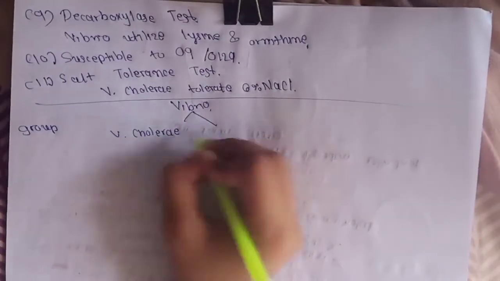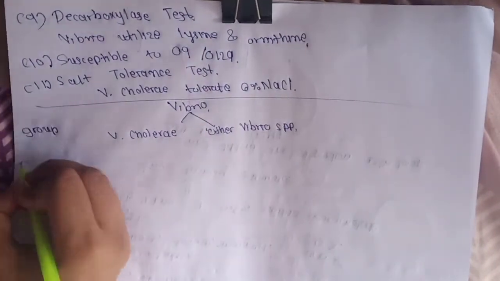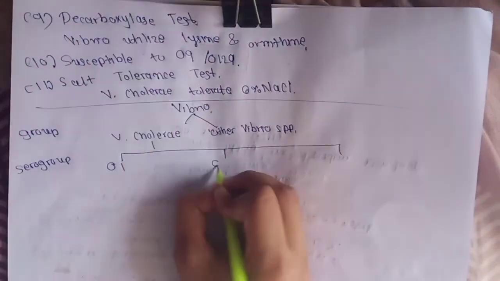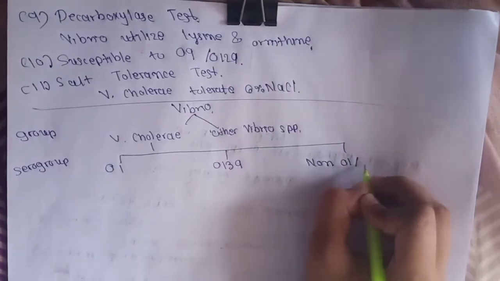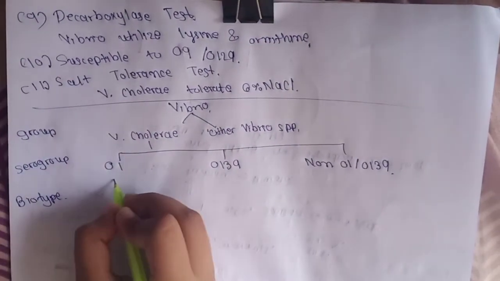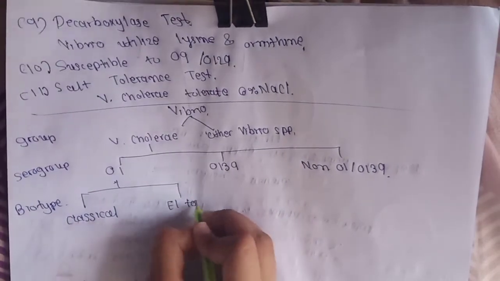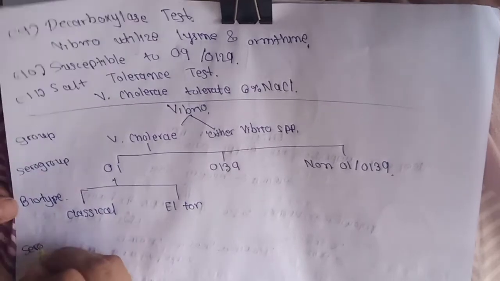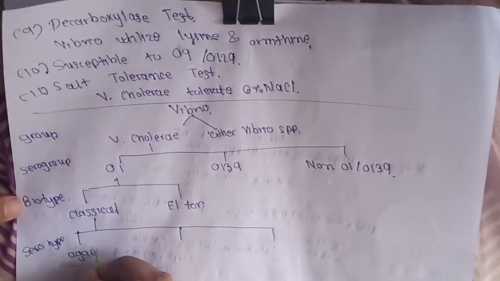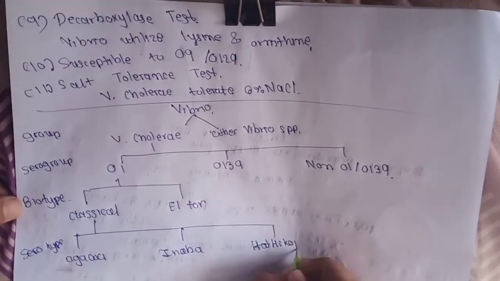Now I would like to show you the classification. Vibrio is divided in two groups, V. cholerae and other Vibrio species. Then Vibrio cholerae is divided in three serogroups, O1, O139 and non-O1, non-O139. This O1 is divided in two biotypes, classical and the El Tor. And again this classical biotype is divided into three serotypes, Ogawa, Inaba and Hikojima.